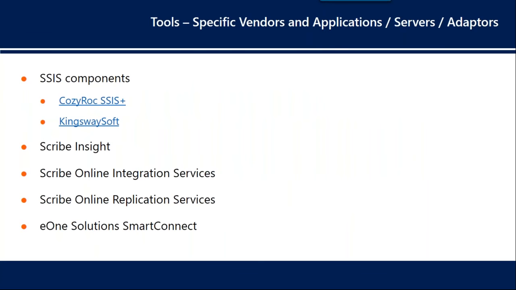The first is SSIS, and if you're going to be using SSIS with Microsoft Dynamics CRM, whether it's CRM Online or on-premise, you need the CRM connectors, the adapters. The SSIS components are provided by CozyRoc, SSIS Plus, or KingswaySoft, and these are both downloadable, and you install them right in your SSIS, and off you go. You're good to go. If you need them to be running in a scheduled mode with SSIS, then you do need to purchase the licensing.